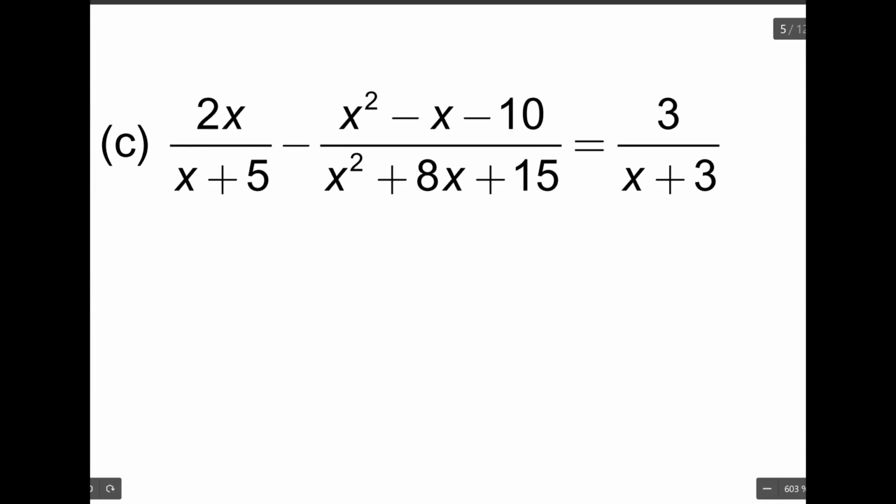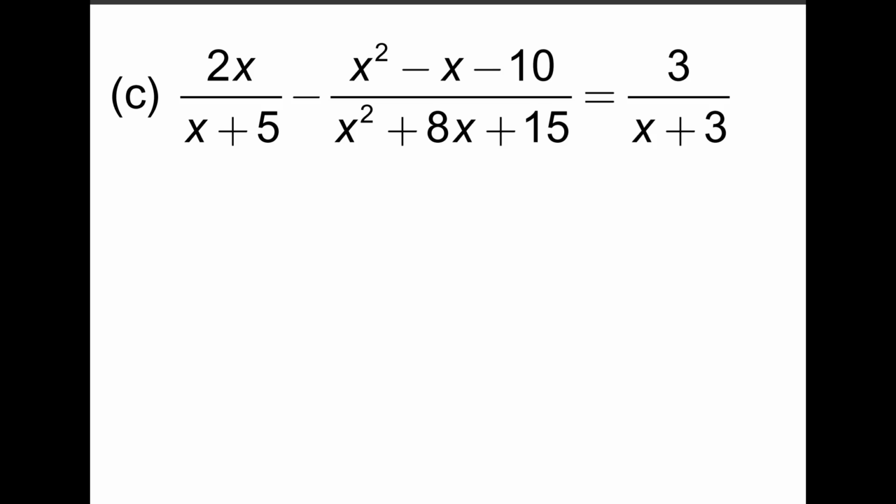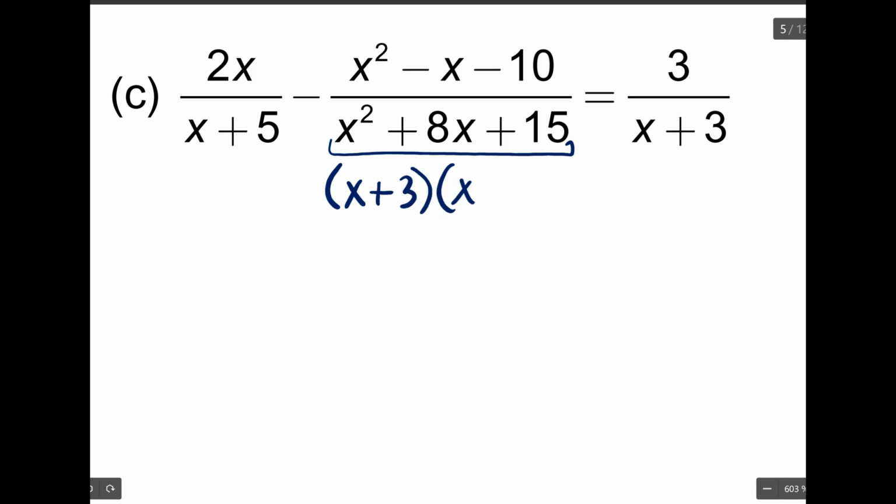Alright. So here's the real deal. We've got to use our full 5 steps. What's the first step we do in solving? First thing we want to do? Factor anything in the denominator fully. Right. So can I factor this guy? So that's the same thing as x plus 3, x plus 5.